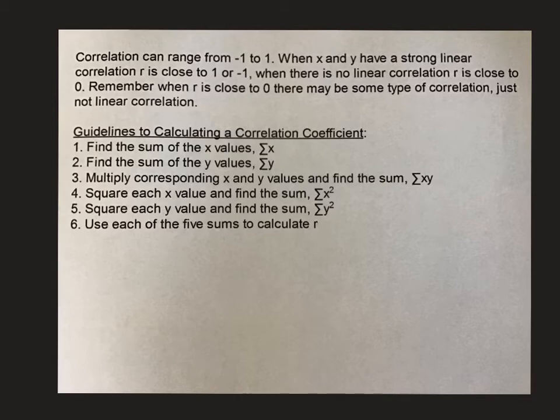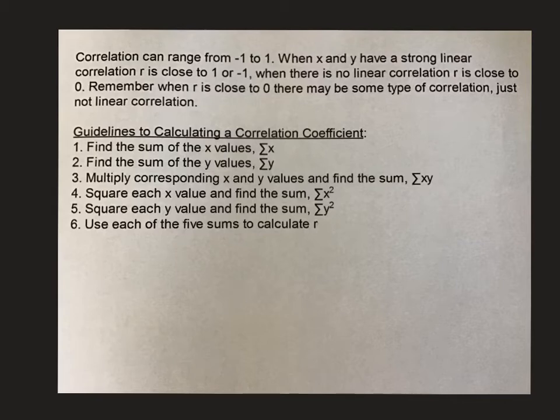So your R value could be really close to 0, but it might still have a correlation that's not linear. So a couple of guidelines for calculating a correlation coefficient. You're going to find the sum of your x values first. Then you're going to find the sum of your y values.